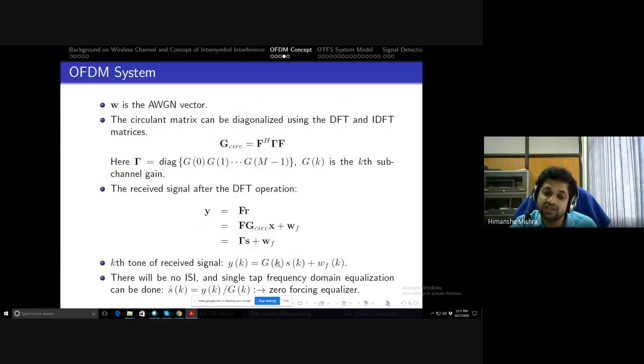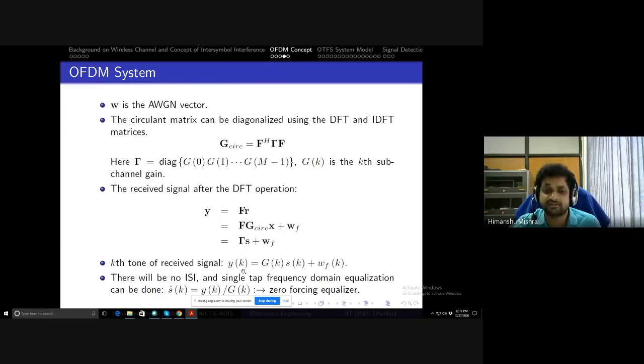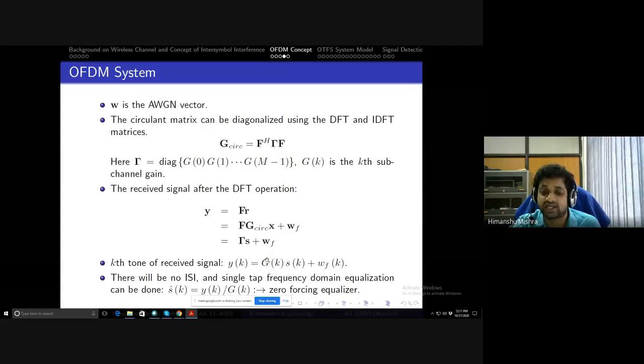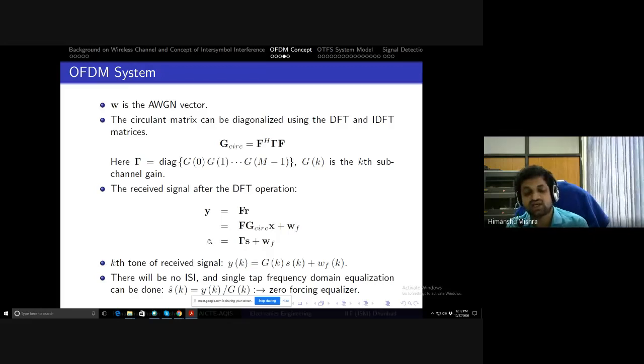Now we can very easily detect. In wireless communication, what is the objective? Once I get the system model, first I have to estimate the GK, which is related to the channel. Once I get the GK, I have to estimate what signal I have transmitted. This is such a nice model that once you get the GK, you can put in any matched filter detector, or I have written here a zero forcing detector. You just divide the received signal by GK and you will get the estimated value of the transmitted signal. This is known as a single tap equalizer. So single tap frequency domain equalization can be done by using the OFDM concept.